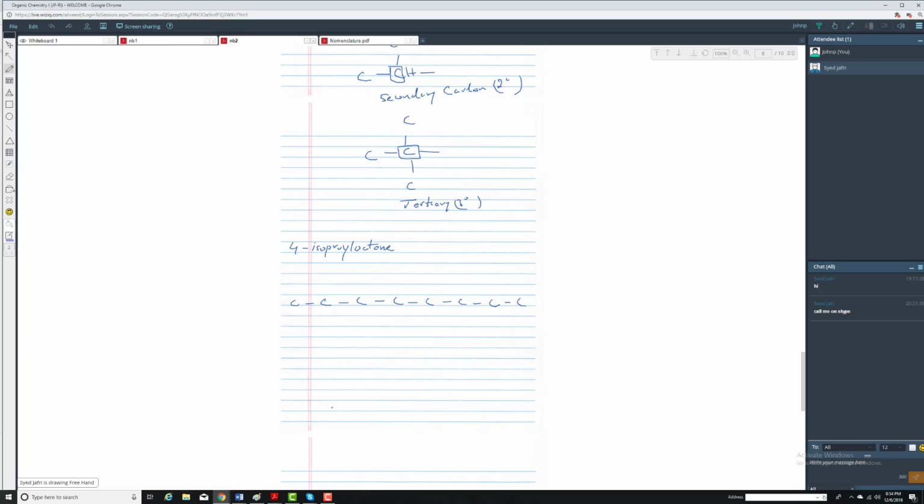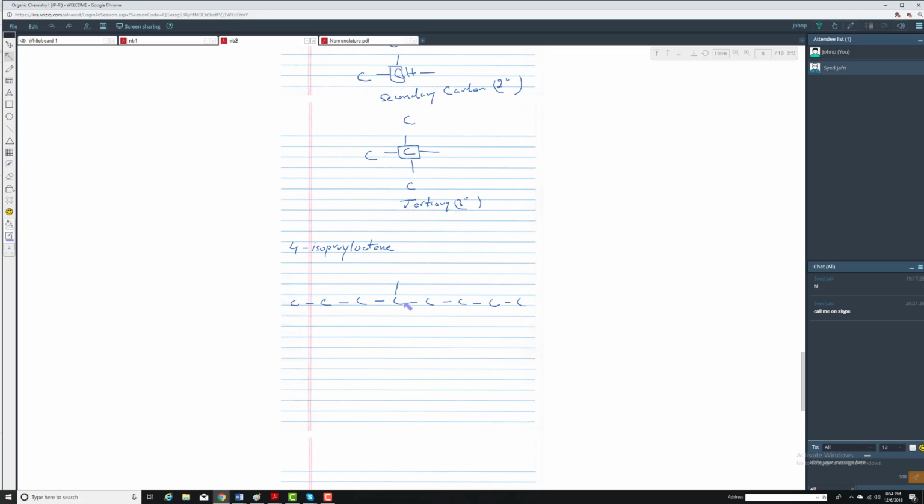We have to make this structure. Can we start numbering from either side? Like starting from left to right. Right now I gave you the formula structure and you are not giving the name. It is opposite. Now they are giving the name and we have to make the structure. First write the name.